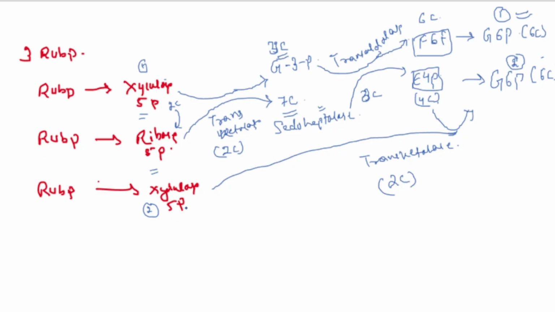Now the xylulose 5-phosphate, which had only 5 carbons, will be converted into a 3 carbon containing compound which is known as glyceraldehyde 3-phosphate. In this way, these 2 glucose 6-phosphate are being regenerated, and this glyceraldehyde 3-phosphate, a 3 carbon containing compound, will be utilized in the next step.